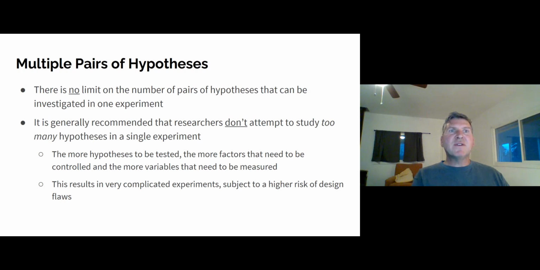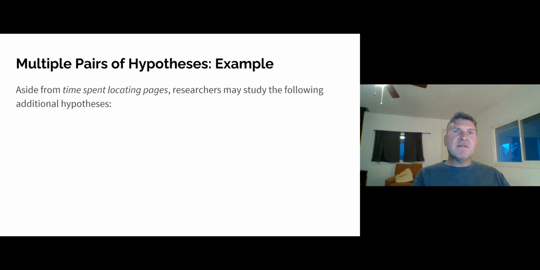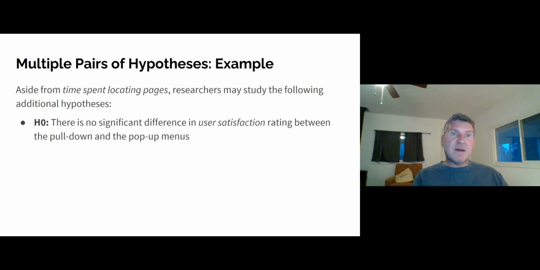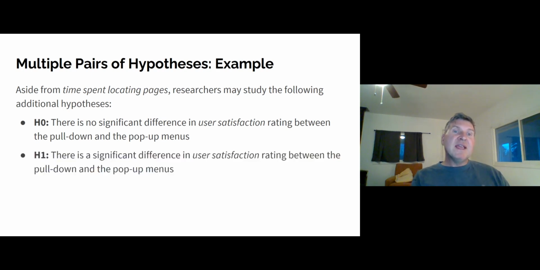Several pairs of hypotheses for your experiment might look like the following. Aside from time spent locating pages, researchers may study additional ones. So here's our null hypothesis: there's no significant difference in user satisfaction between the pull-down and the pop-up menus. The alternative is there is a significant difference in the user satisfaction rating between the pull-down and the pop-up menus. So here you can see that we are not only studying the time spent locating pages, but we're also looking at user satisfaction. So in one experiment, we're looking at two different dependent variables. We'll talk about that in a minute.